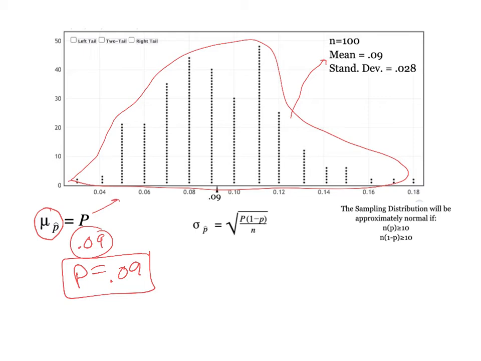The second thing is that I can describe the spread of this sampling distribution using this equation, okay? And all I need to know is what was the chance of success and how big was my sample size.